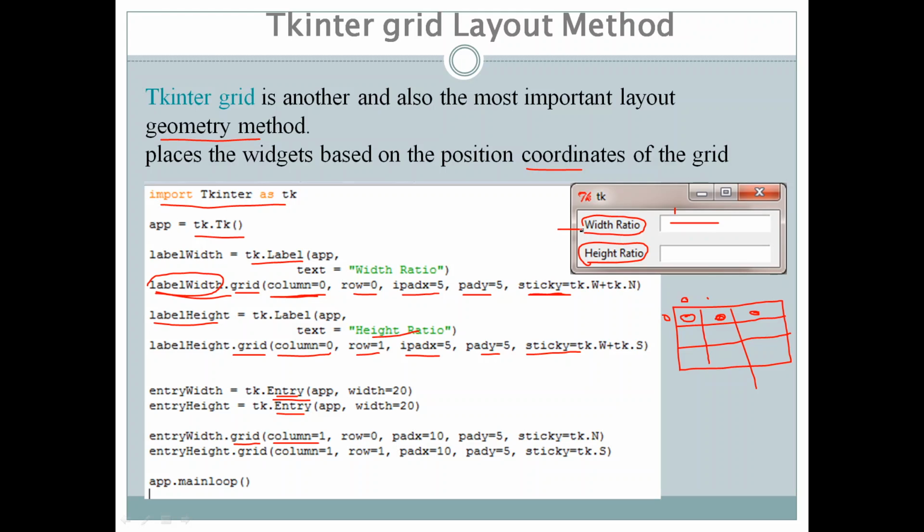And this is the row index, this is the column. Then column 1, then the next entry is added again at the same column 1, but the row index is 1. So by using row and column index, we can add the widgets on the container or top level window when we use the grid layout or grid method. Okay, so this is how we can add the components by using the grid layout, grid method.